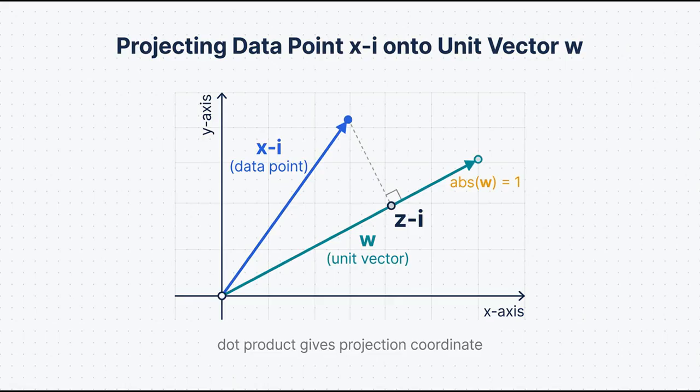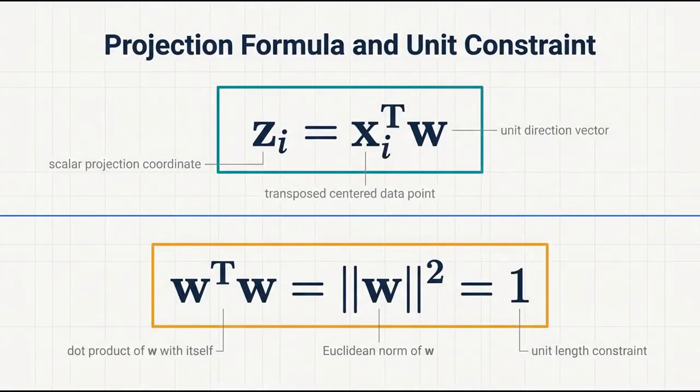When we project a centered data point x_i onto this unit vector w, we are looking for the coordinate of that point along the line. This is calculated using the vector dot product. The scalar projection z_i of a centered data point x_i onto a unit vector direction w is given by z_i equals x_i transpose times w. Here, w, which is an element of R^d, satisfies the unit length constraint: w transpose times w equals the L2 norm of w squared, which equals 1.